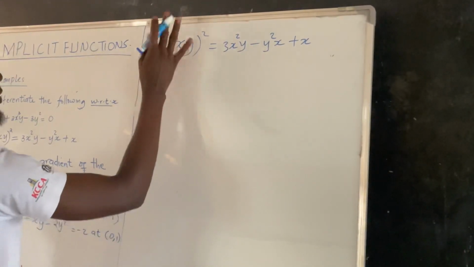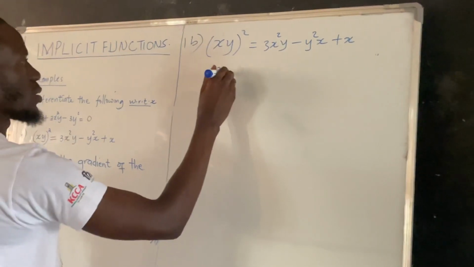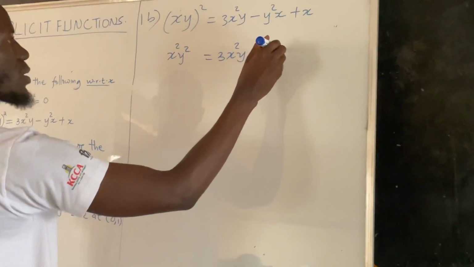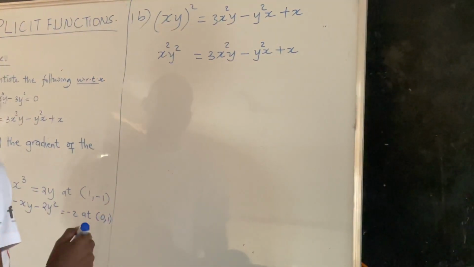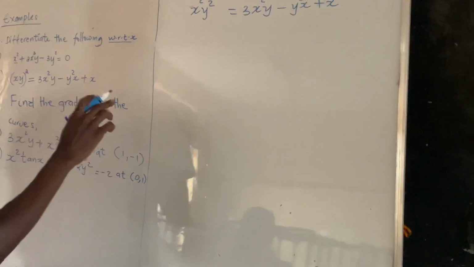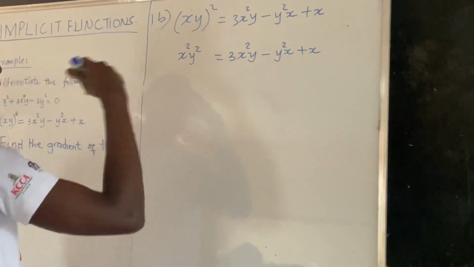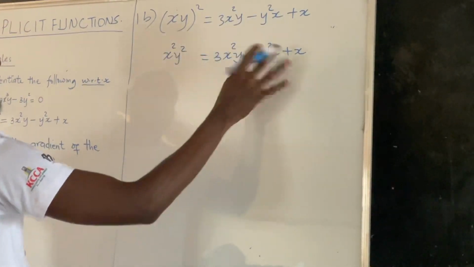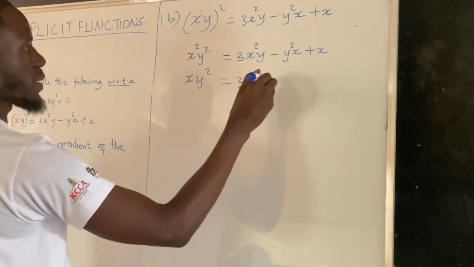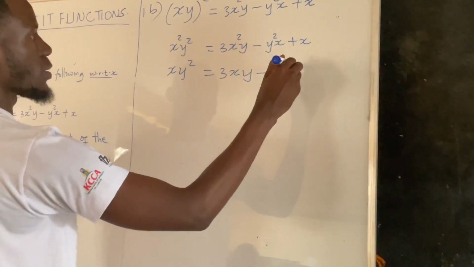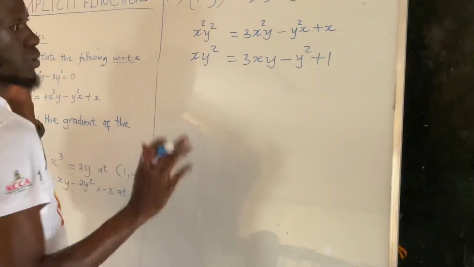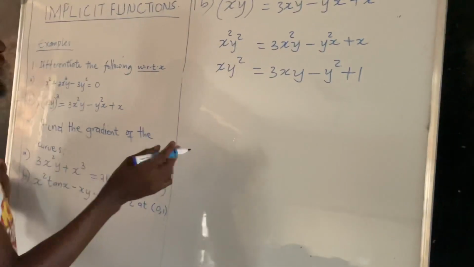Now I can first of all open this bracket, say I have it as x squared y squared is equal to 3x squared y minus y squared x, then plus x. So I'm seeing there is some common term which is x. We can first of all get rid of that x. We have it as xy squared is equal to 3xy minus y squared, then plus 1. This is the same as that. Because I'm seeing x is common, then we can start differentiating each term independently.